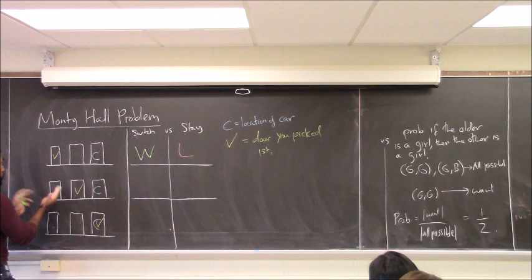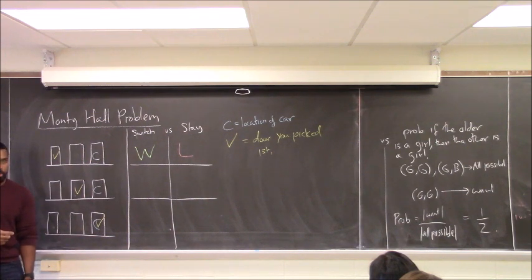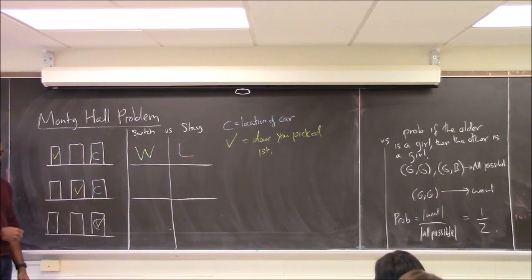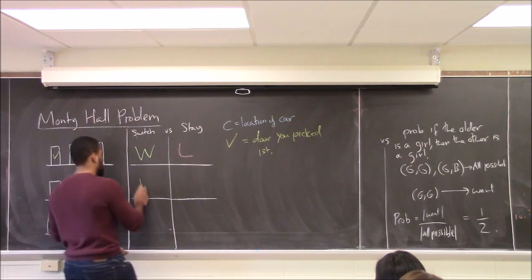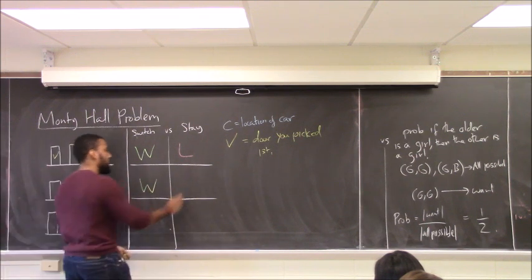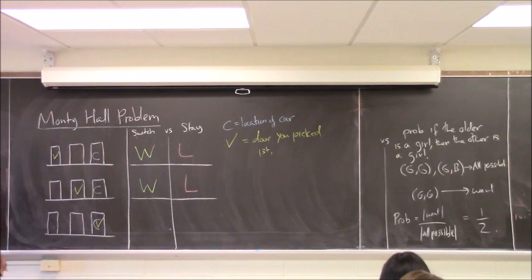In the second scenario, you pick door number two. He's going to say, oh, look behind door number one. There's a goat. And then you have a goat. Do you want to switch? And you can say, you know what, I'm going to switch. You would switch to the car because he shows you the goat here. So in that situation, you are going to win. And if you stay, you are going to lose.